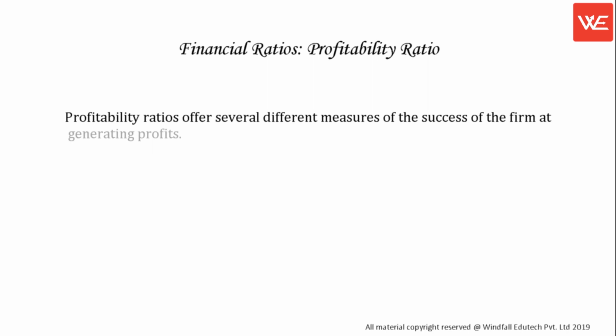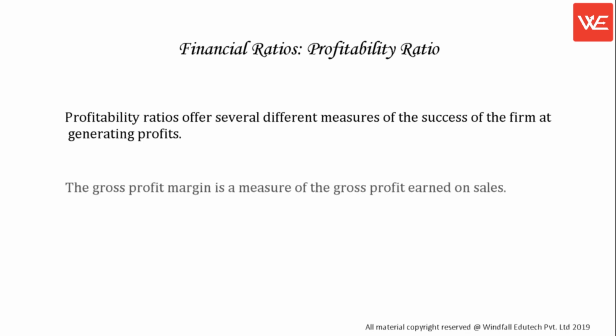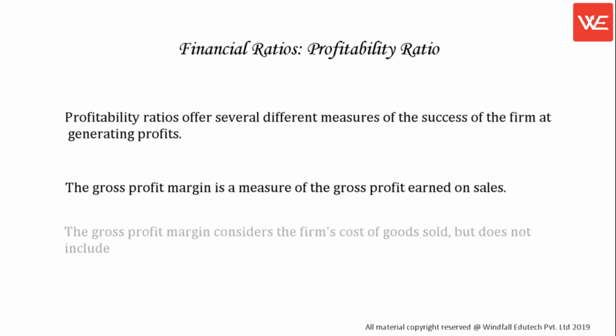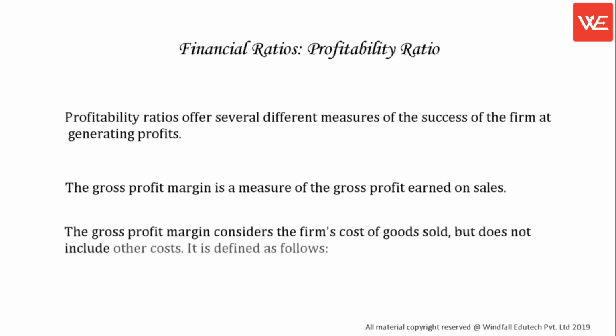Profitability ratios offer several different measures of the success of the firm at generating profits. The gross profit margin is a measure of the gross profit earned on sales. The gross profit margin considers the firm's cost of goods sold, but does not include other costs. It is defined as follows: gross profit margin equals sales minus cost of goods sold, divided by sales.